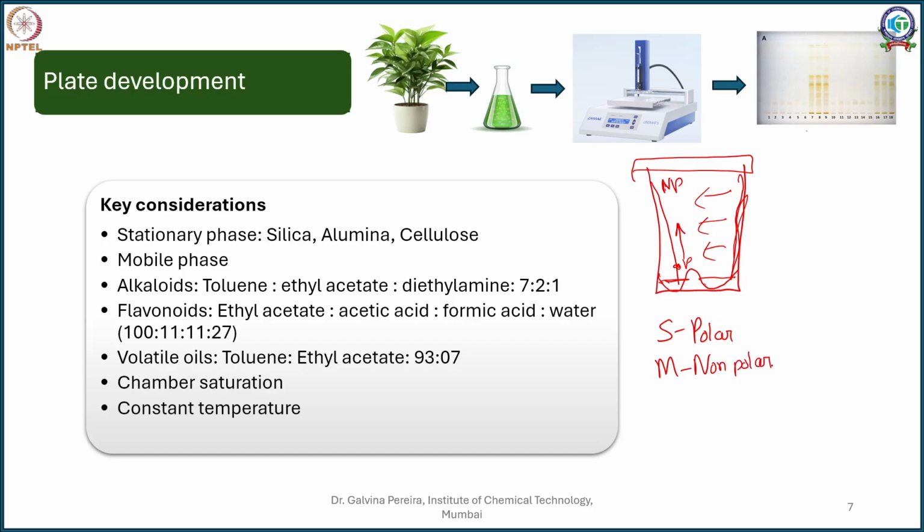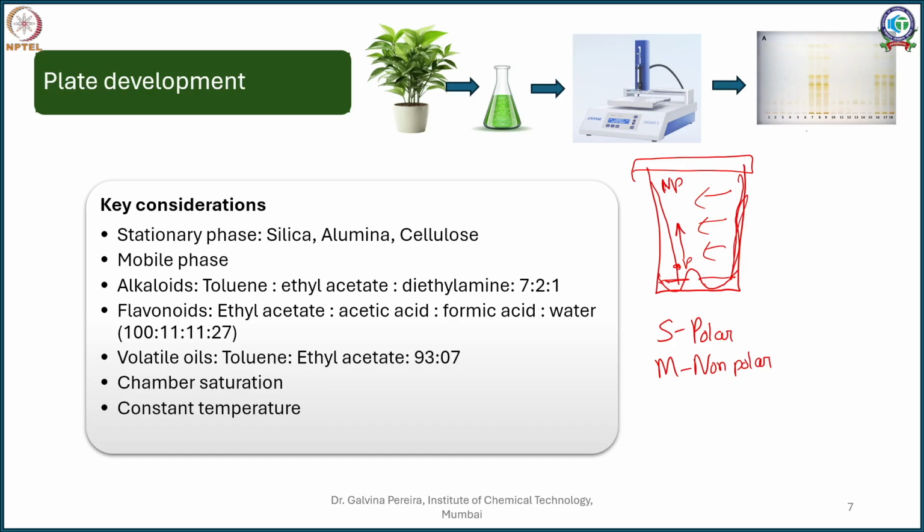Now there are a few additional things when herbal extracts are taken into consideration or applied. You might see that apart from silica, there are other stationary phases such as alumina. You can even have a cellulose base. These are used to separate different types of constituents. Not only that, you can change your mobile phase depending upon the compounds.